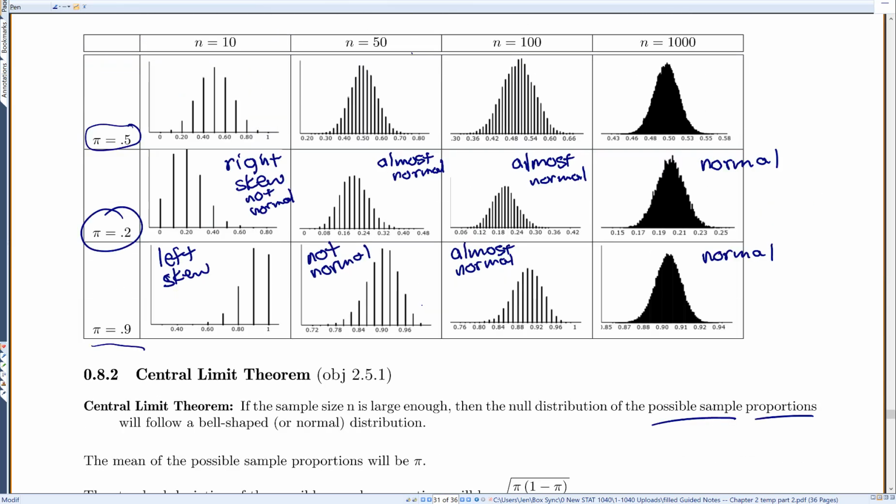The reason you have to look at least 10 successes and at least 10 failures is, if you come back up here, when we had pi equals 0.2, we were skewed to the right. When we had pi equals 0.9, we were skewed to the left. Depending on what you have, at pi equals 0.2 you'd have a lot of failures and not very many successes. But at pi equals 0.9, you'd have a lot of successes, but not very many failures. So you have to check the successes and failures.